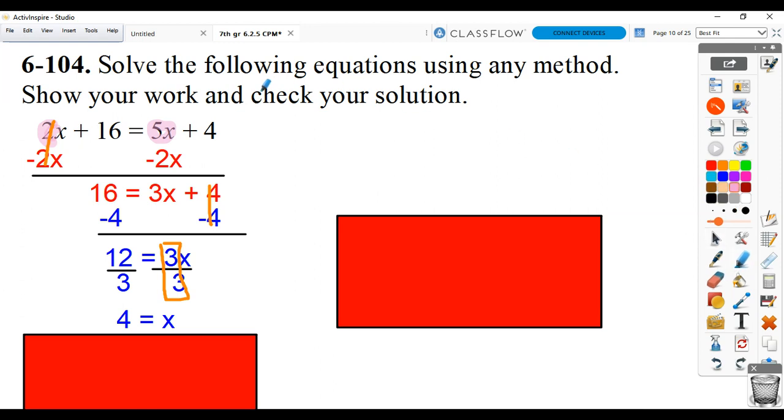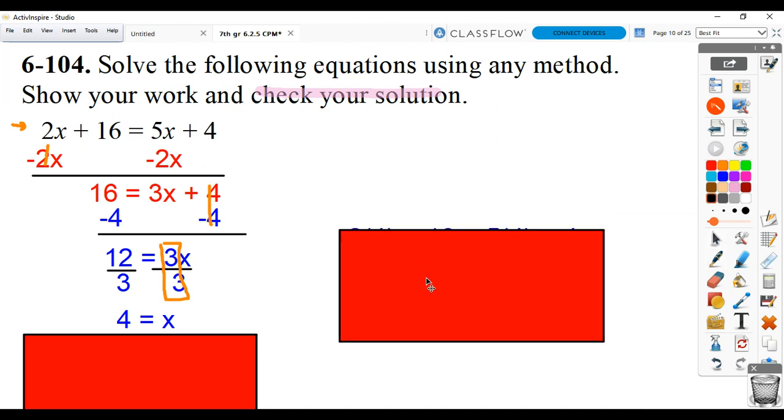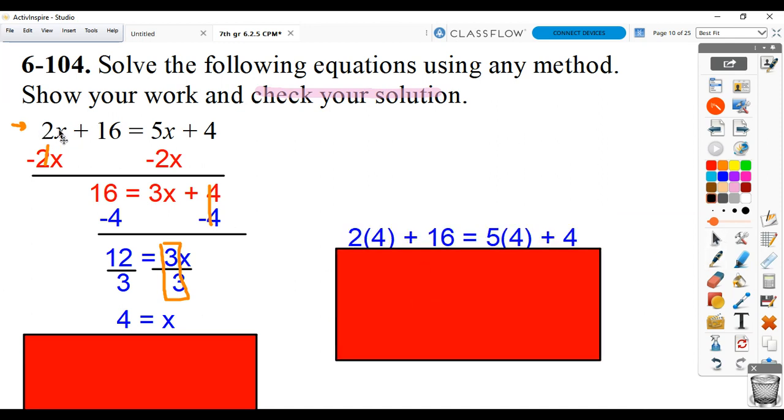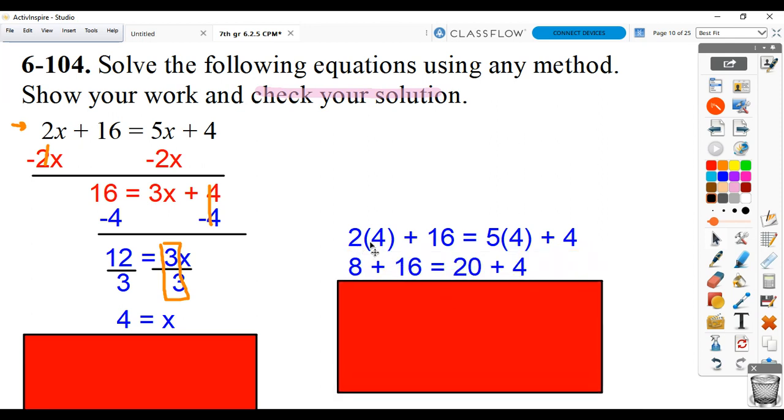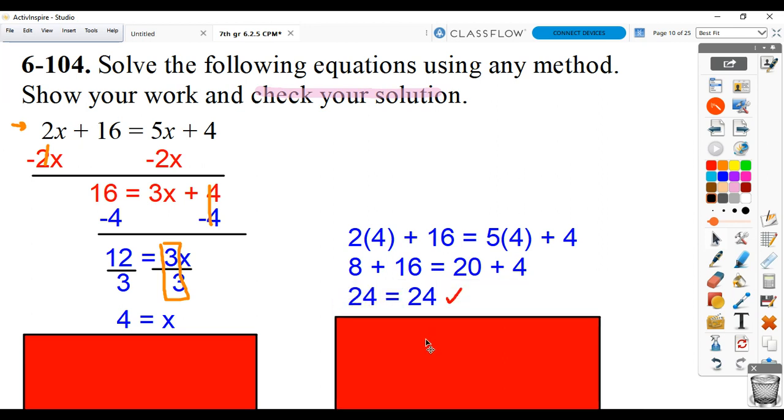For showing our check, we're going to go back into the original equation, and we're going to replace x with the value we found x to be, which is 4. So that means we would have 2 times 4 plus 16 equals 5 times 4 plus 4. You'd get 8 plus 16 equals 20 plus 4. Both sides equal 24, so we have shown that it checks.